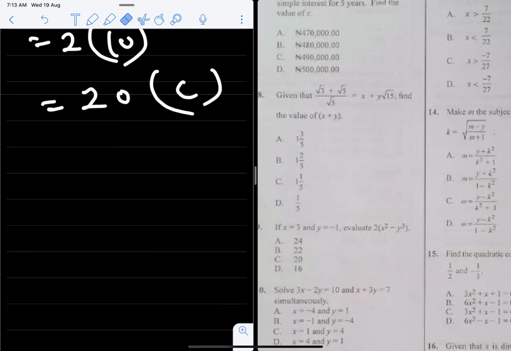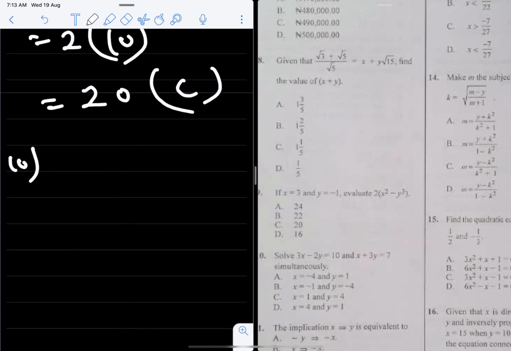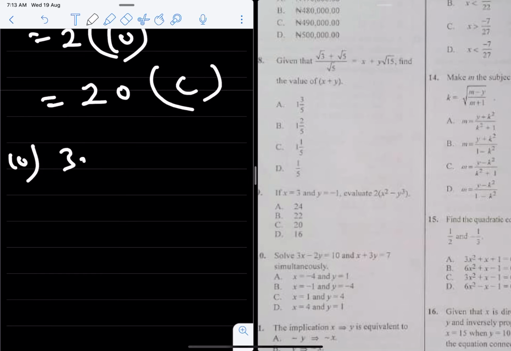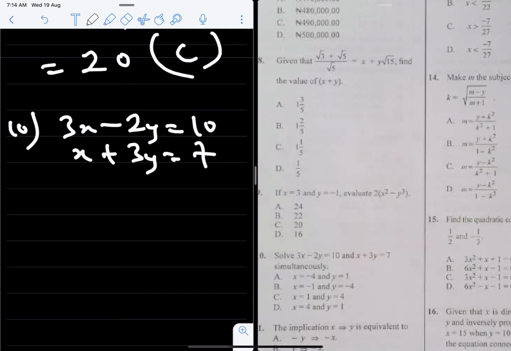Now to number 10 quickly. Solve 3x minus 2y equals 10, and x plus 3y equals 7 simultaneously. What do we do here? Let's multiply the first equation by 1 and the second by 3 to eliminate x.